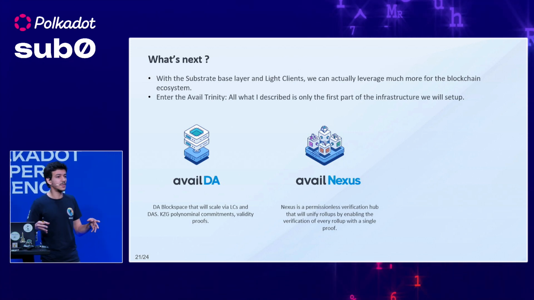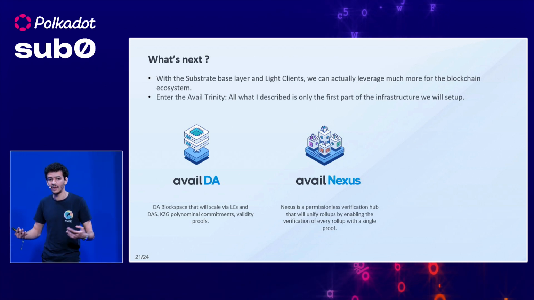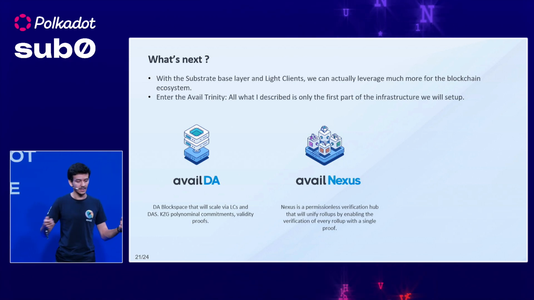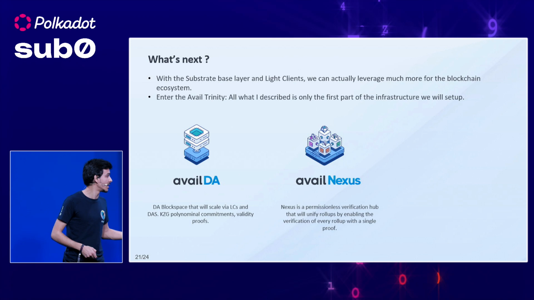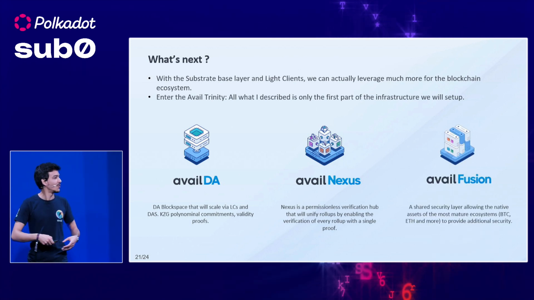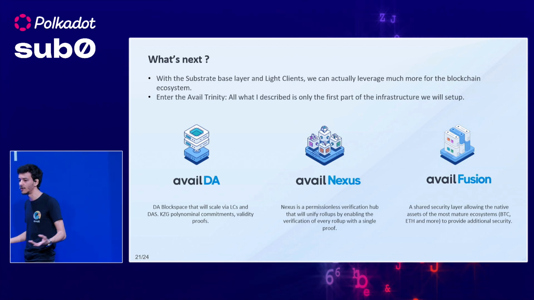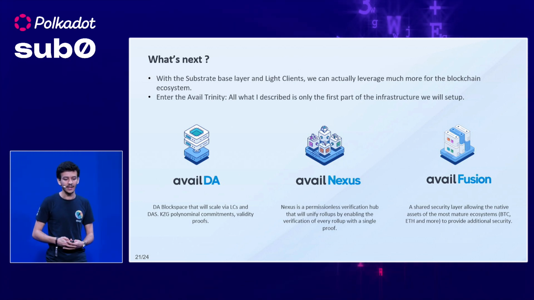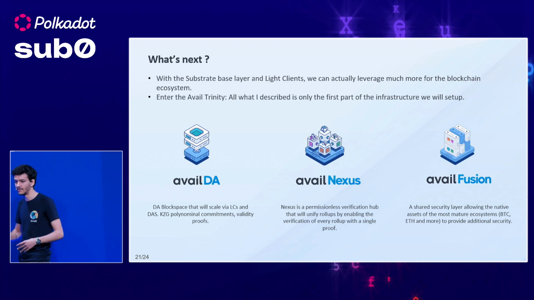In other terms, it means that all the rollups and all the app chains that use Avail DA will have their data in the same place, which means that they will be able to settle in some interesting way and communicate among themselves in a trust-minimized way. And to finish, we'll also modify Substrate to have what we call Avail Fusion, which is a shared security layer. So we'll allow the assets of the most mature ecosystems, BTC, ETH, and even rollup tokens, to provide additional security by staking directly, for example, in the Avail chain.